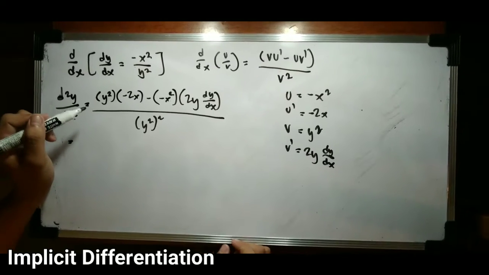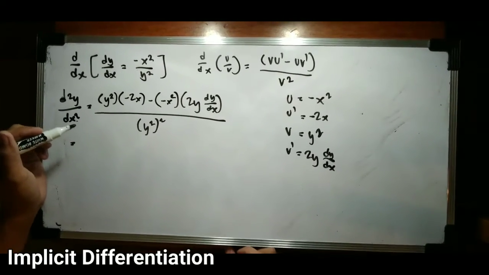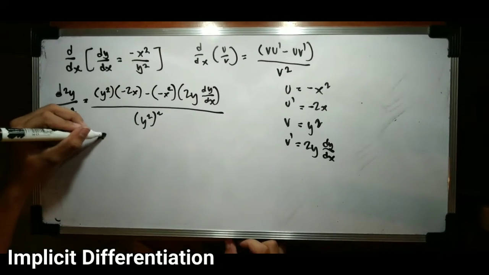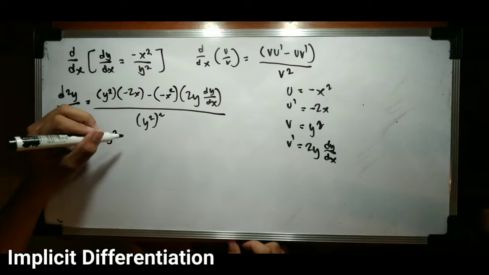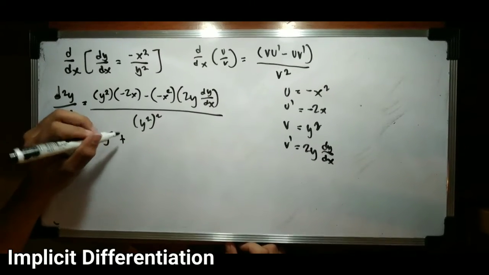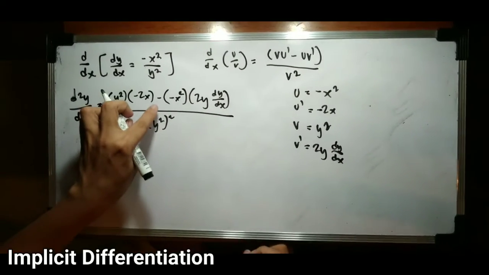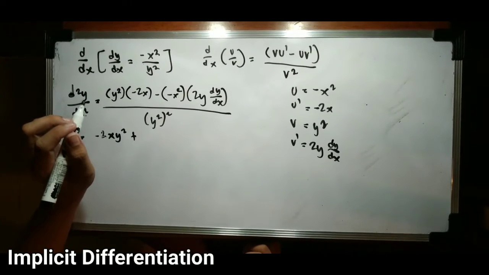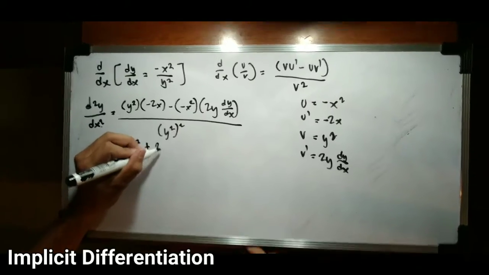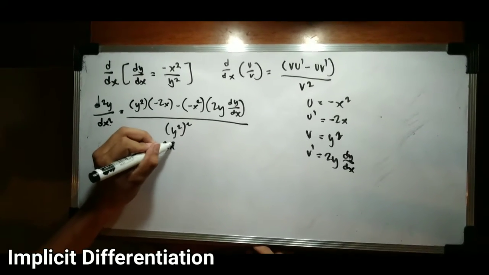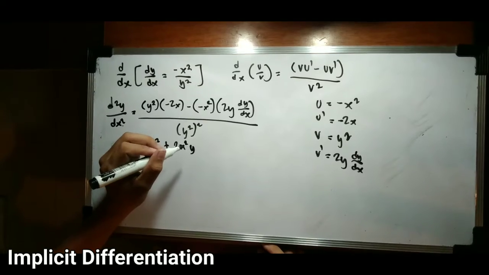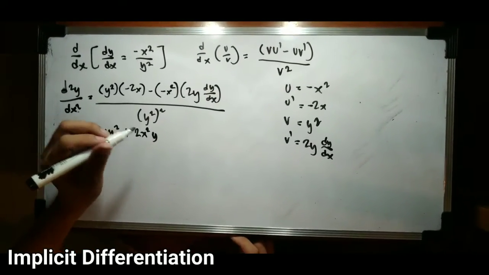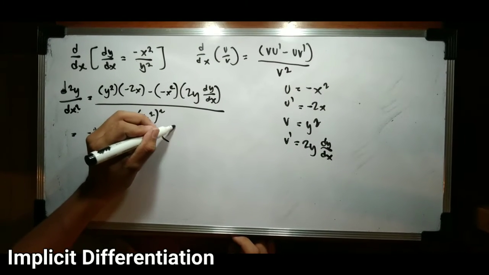So we will multiply negative 2x times y squared, which will now become negative 2xy squared, plus, it is a positive due to the fact that negative times negative is positive. So positive x squared times 2y is equal to 2x squared y, and dy over dx.